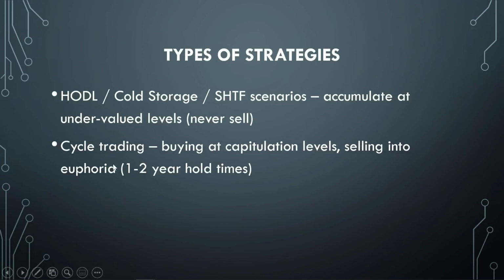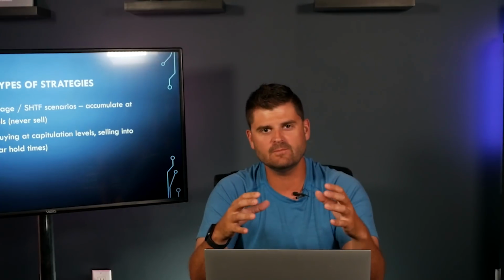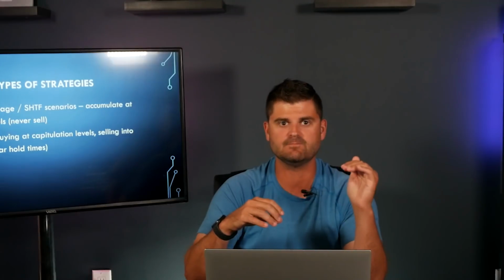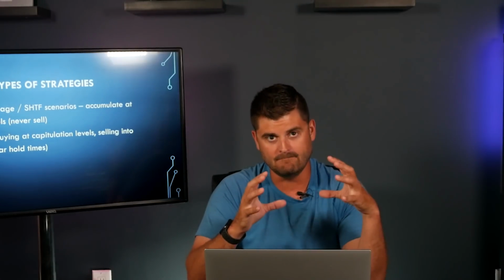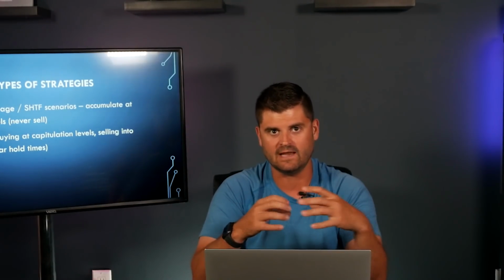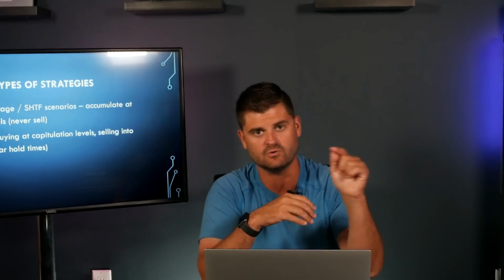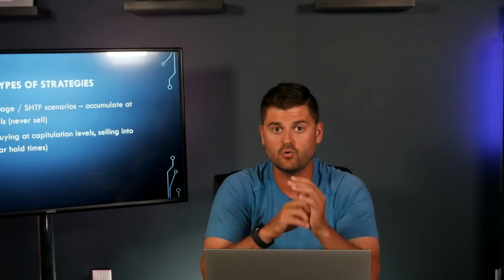Now, the second type of strategy is what I call cycle trading. This is where you're buying at capitulation levels and then you're selling into euphoria. And the typical hold time for this is anywhere between like 1 to 2 years. And while trading isn't for everybody, this is a way that you can really juice up your returns. Instead of just buying and holding, you can buy and accumulate Bitcoin in those green zones where prices are depressed or when you have a big sell-off quickly.